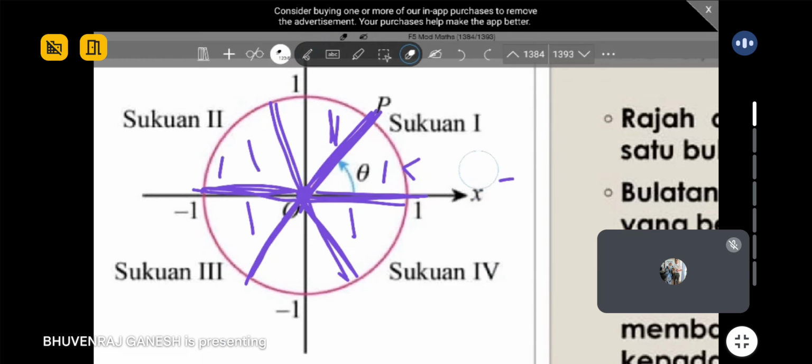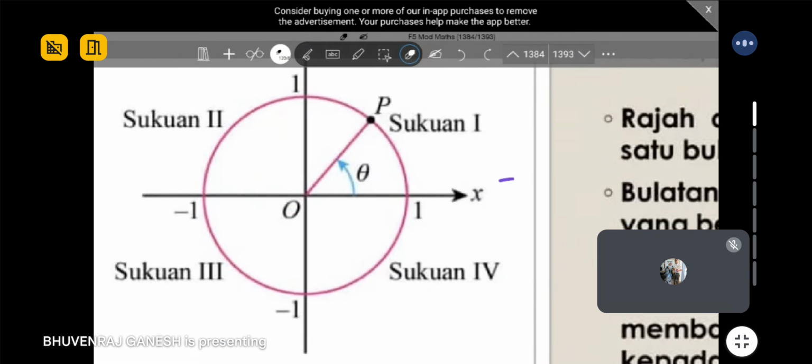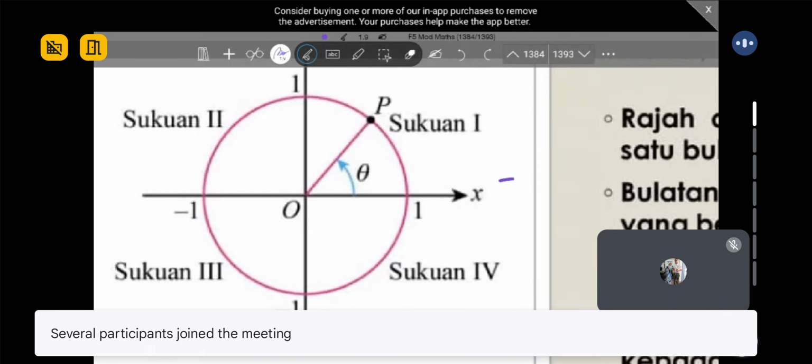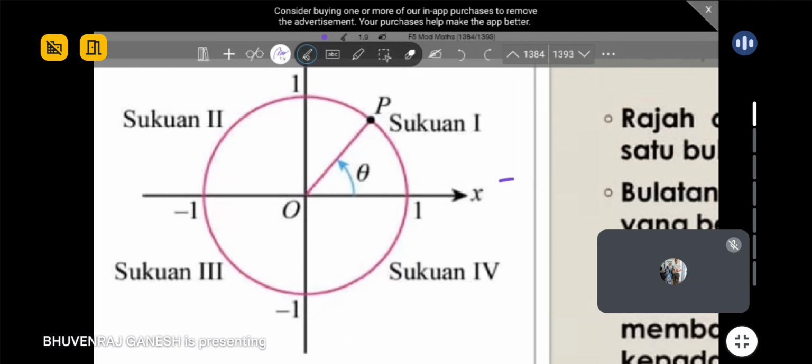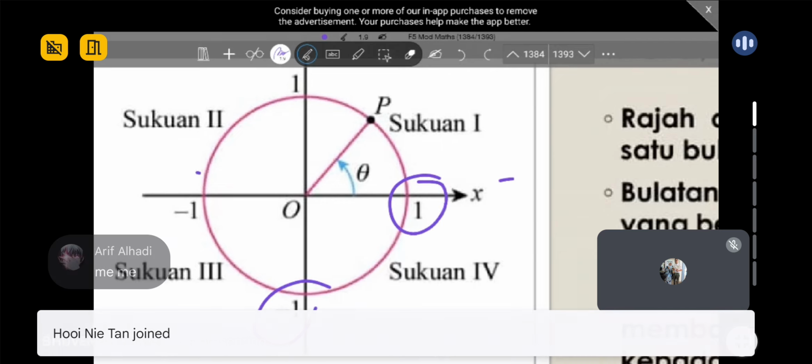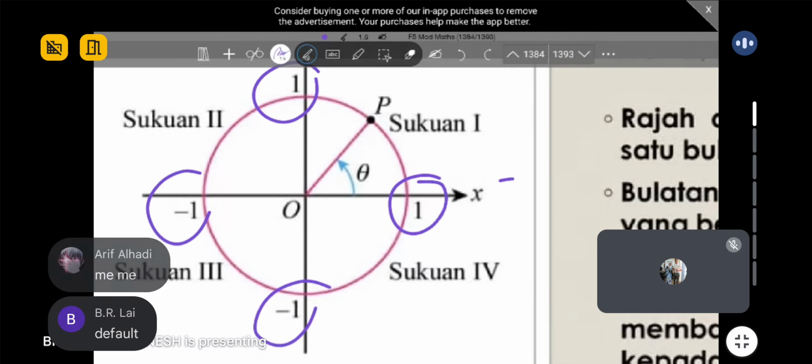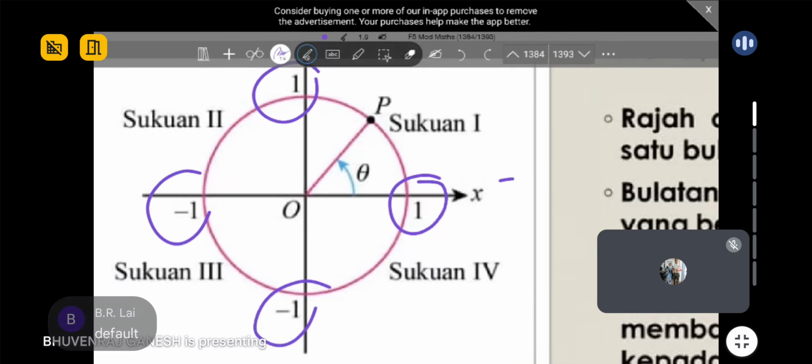So why is this concept important? Because it will help you to measure the angle. Kamu akan ukur sudut. Mungkin setengah daripada kamu akan fikir, kenapa satu? Why is it one? Who has this question? Siapa ada soalan kenapa dia setiap sisi kena satu? Yang ni kamu kena fikir. It's not default. There is a reason behind it.